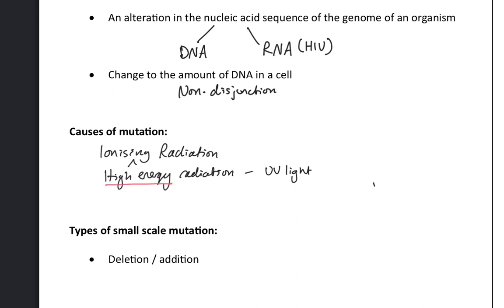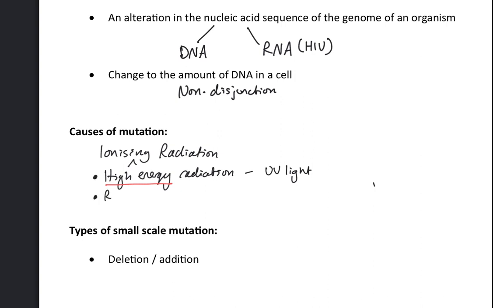However, that's only our first bullet point up here, an alteration to the nucleic acid sequence. So for example, UV light causes adjacent thymines in DNA to react with each other. It causes a kink in the DNA that needs to be fixed. And when the DNA is fixed, the wrong nucleotide can slot in. So it's knowing that as well. So we've got high energy radiation.